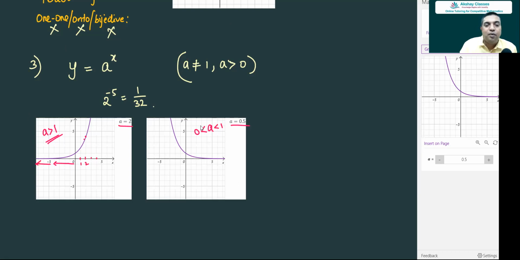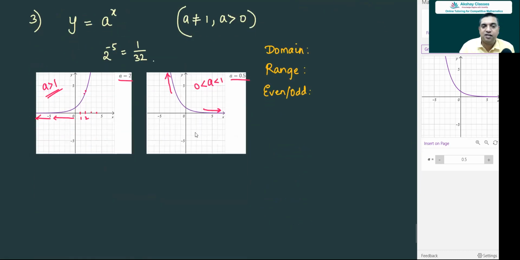All right. When a is a fraction, it is the opposite. When x is negative, the function value will go to infinity. And when x is positive, the function value approaches 0. Okay. Now you tell me, what is the domain of this function? What is the range of this function? Is it even or odd? Is it periodic? And is it invertible?